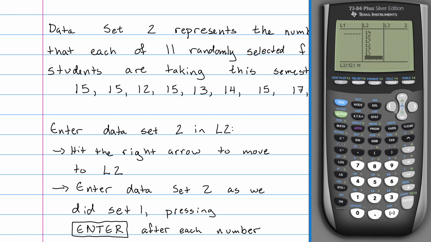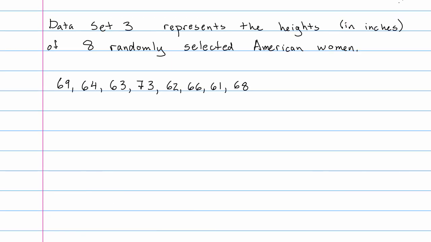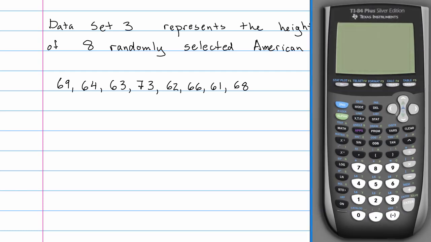Okay, let's enter dataset 3 now. Dataset 3 represents the heights in inches of 8 randomly selected American women. We're going to enter that in List 3.